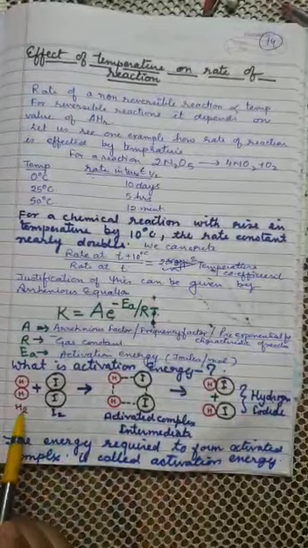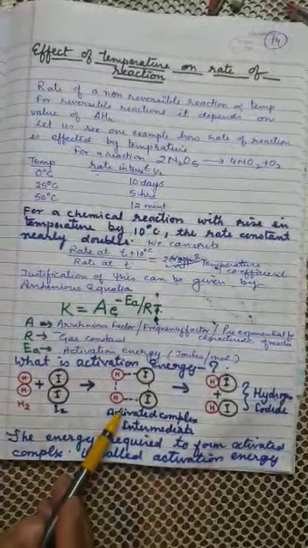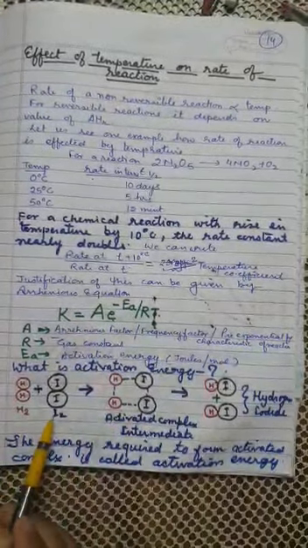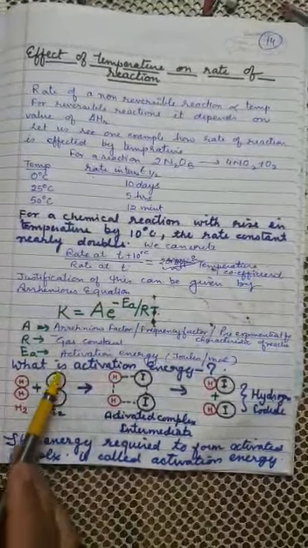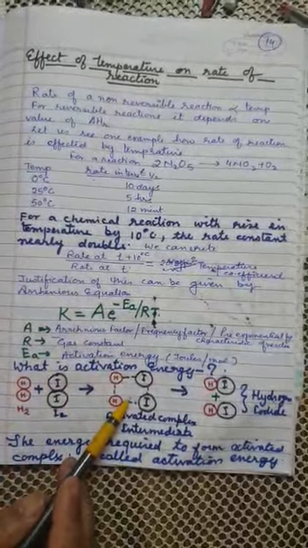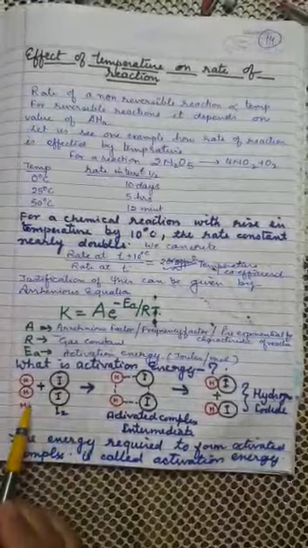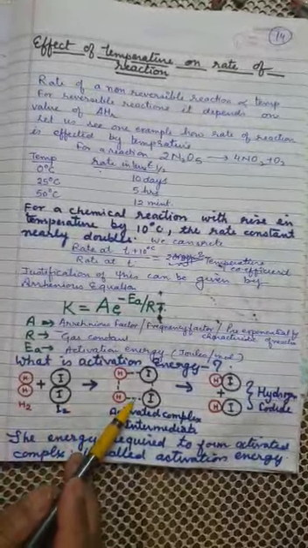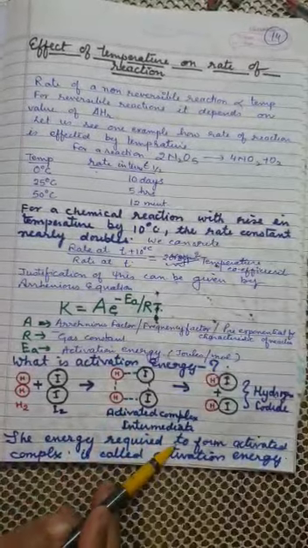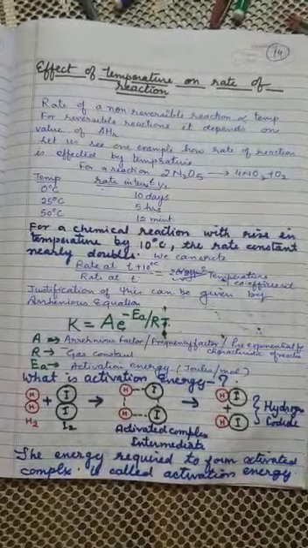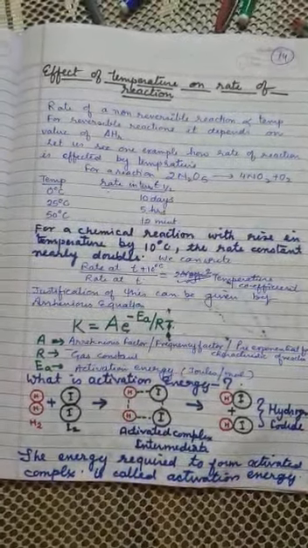Now we have seen that the activated complex is a high energy molecule, while hydrogen and iodine have less energy. So we have to supply energy to the reactants so that they can form this activated complex. This energy which is supplied to the reactants so that they can form the activated complex is called activation energy. Is it clear? Okay. Now, in the next clip we will see graphically the representation of activation energy and the effect of temperature.